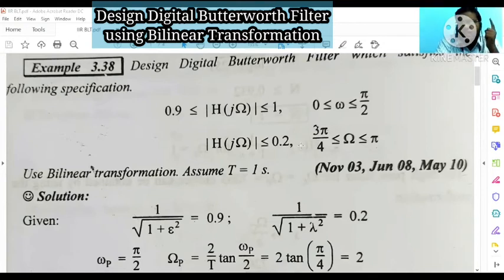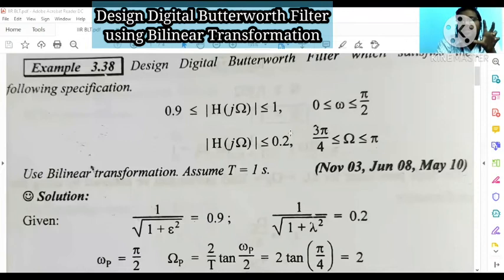Keep one thing in your mind. As I said, there are two different types of specification asked in digital Butterworth filter problems. One is this kind of specification, and the other is in paragraph format, where the pass band ripple, stop band ripple, pass band frequency and stop band frequency are all directly given. This is one kind of problem, and this is another kind of problem.